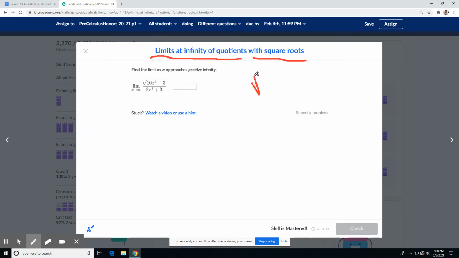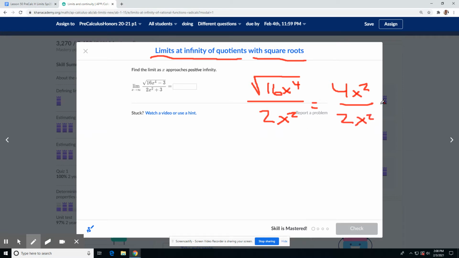So this basically turns into the square root of 16x to the 4th over 2x squared. The top would simplify into 4x squared over 2x squared. And as we go to infinity, these would reduce out, and we'd have 4 over 2. Final answer 2 is what I got. Okay, so nothing different here that I'm seeing. Just don't let the square root kind of fool you. You're just applying it to the leading term.